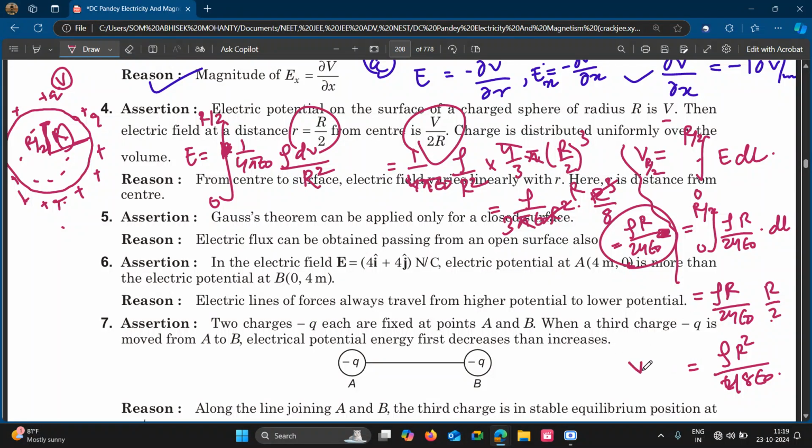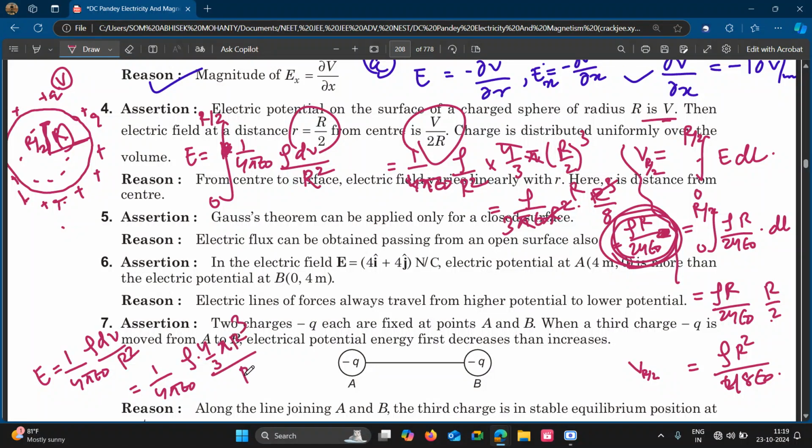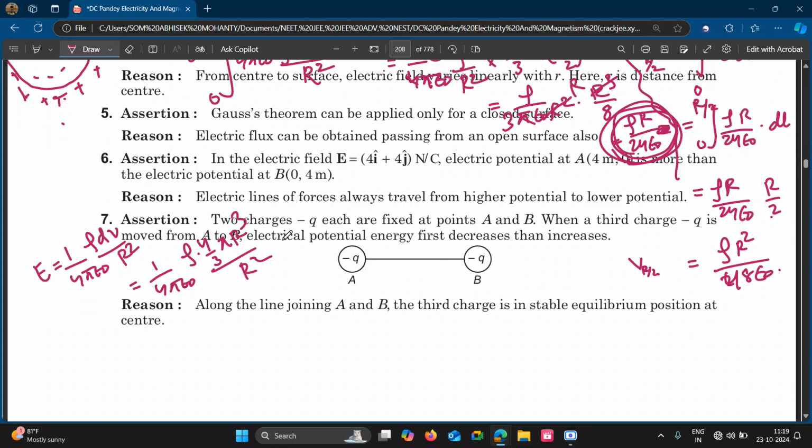This is your V up to R by 2. Simply V would have been what? Let's check for this electric field. Suppose the electric field was 1 by 4 pi epsilon naught rho dV by R square, suppose for the whole cube. V is for the whole cube, right? So 1 by 4 pi epsilon naught rho into 4 by 3 pi R cube by R square. This should have been for the whole cube.